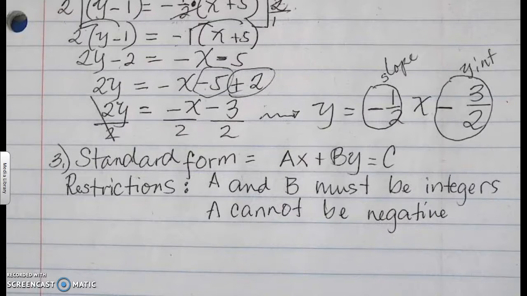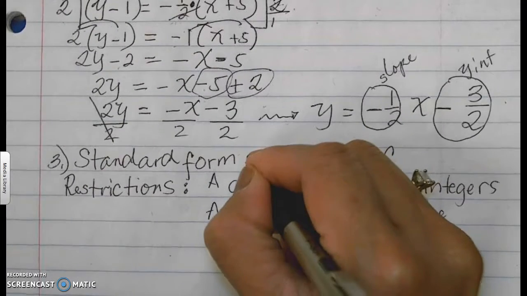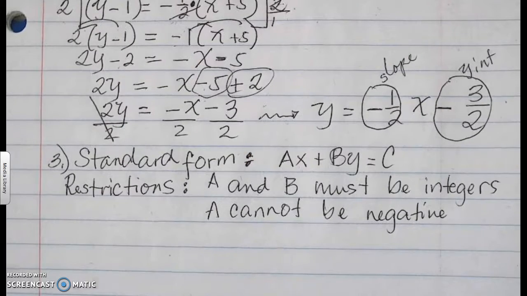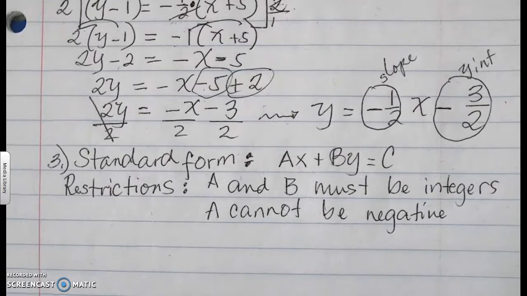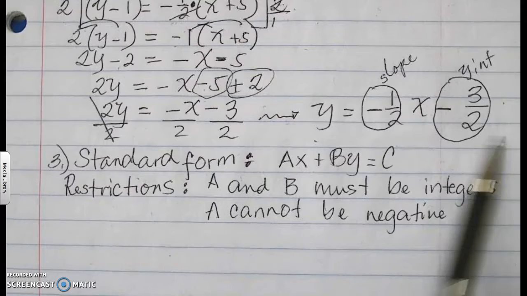Okay, guys, last and final linear form is the standard form, which is ax plus by equals c. There are some restrictions that we have to keep in mind. A and b must be integers, meaning to say they cannot be a fraction. You can't have a fraction for a and b. And another is that a cannot be negative. So with that in mind, we are going to work our way from here to go to the standard form.